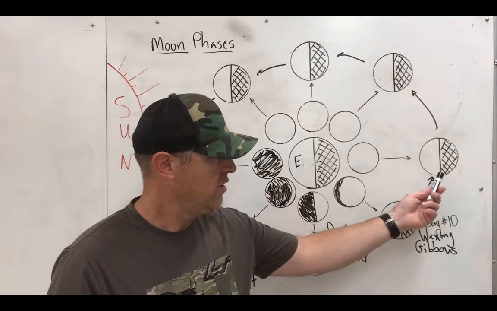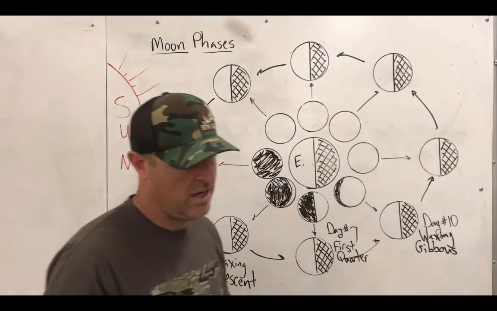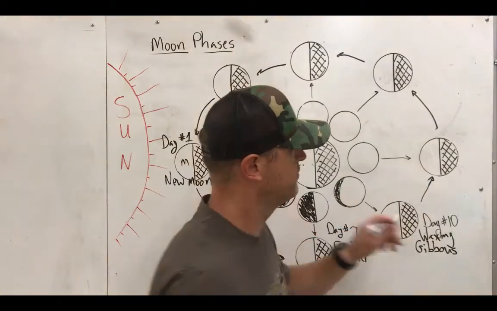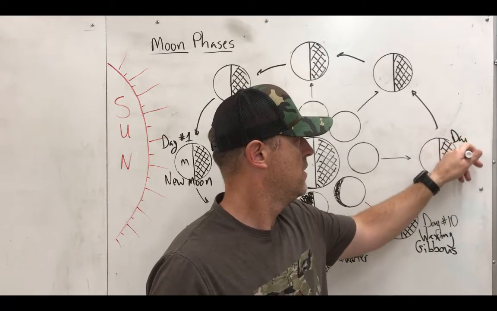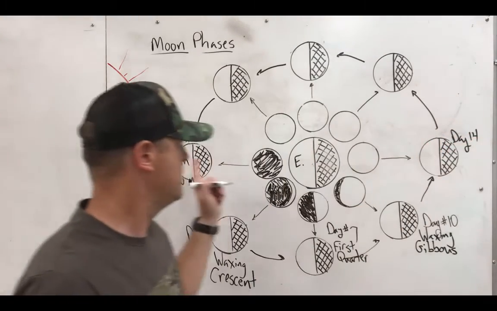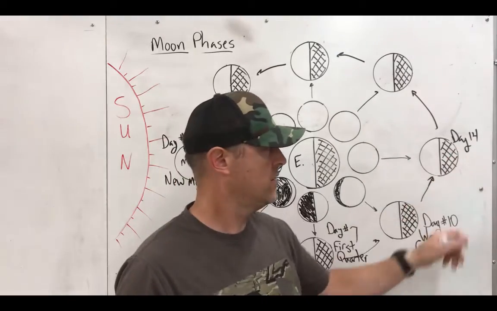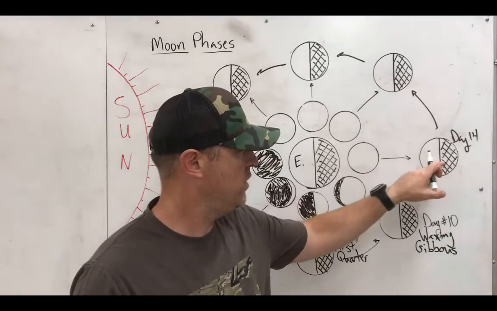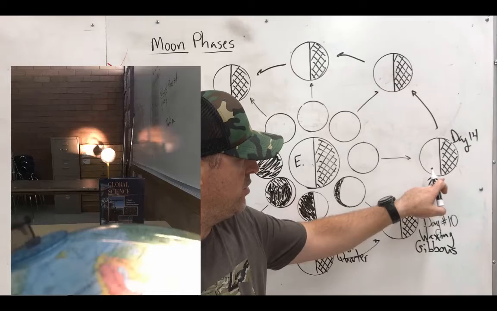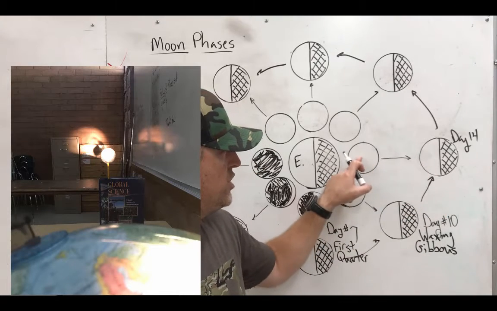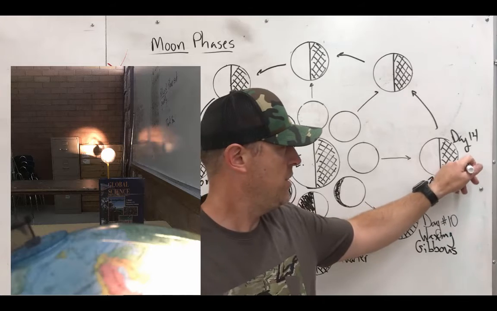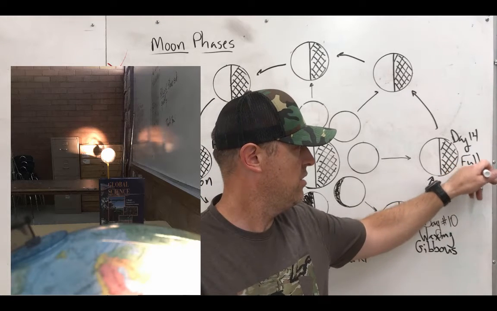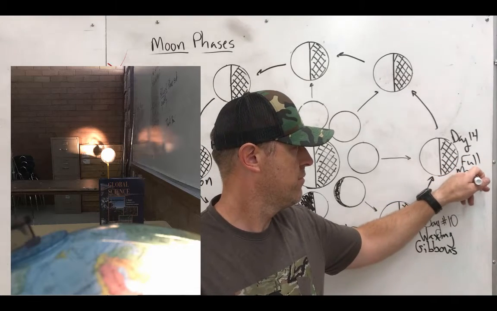Okay, now this is going to be about day number 14. Two weeks since it started. Okay. And what would we see? Well, look, this entire half moon is what we would see. So we're not going to change anything on what we would see. The entire side would be lit up, and I'm sure you guys know that's called a full moon.